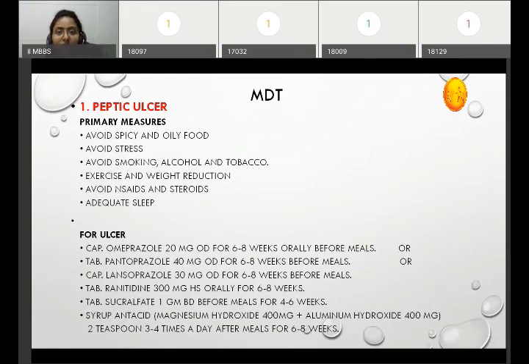Then lastly, syrup antacids. Here antacids are again added. These are non-systemic antacids, that is magnesium hydroxide and aluminum hydroxide. You have to take 2 teaspoons 3 to 4 times a day after meals for 6 to 8 weeks. You have to give these after meals. Syrup antacid.